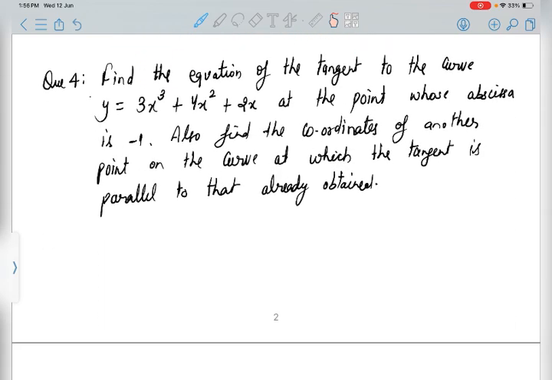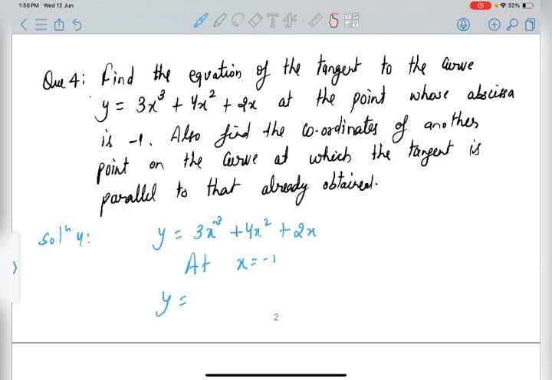Find the equation of the tangent to the curve y equals this at the point whose abscissa is minus 1. When abscissa is minus 1 means x coordinate is minus 1. We can find the y coordinate as well. Okay, now solve this question. We have the function y equals 3x cube plus 4x square plus 2x. Now let's find the y coordinate at x equals minus 1. When we put x equals minus 1, it will give minus 3 plus 4 minus 2, which is minus 1. So y coordinate is minus 1.